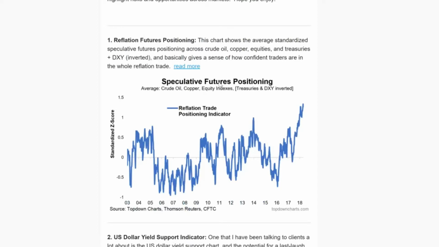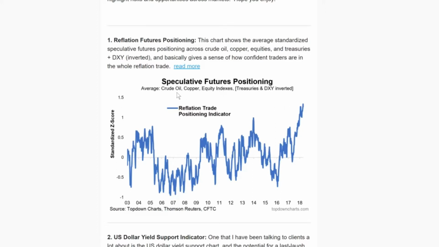So the first one is speculative futures positioning across crude oil, copper, equity indexes, so aggregated across all the different US equity indexes, and treasuries and the DXY, but inverted for those last two because essentially they kind of operate in reverse to the previous three.